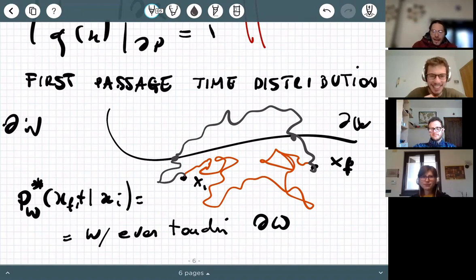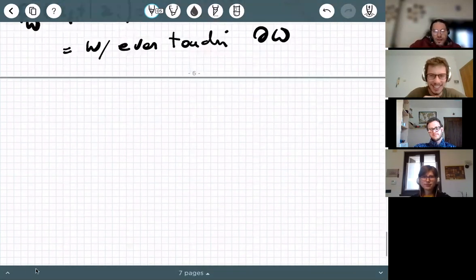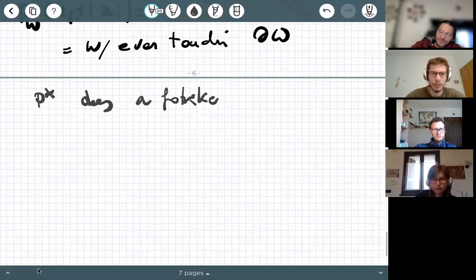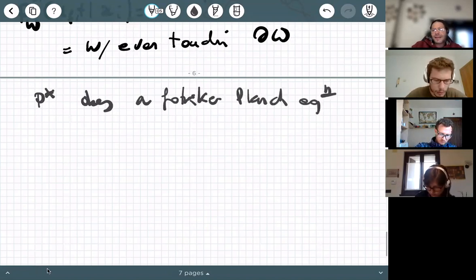Okay, so once you have this object in place, then you can define the first passage time distribution rigorously from microscopic concepts. So the first thing I want to show you is that P star obeys a Fokker-Planck equation. So basically, the star doesn't change the equation.